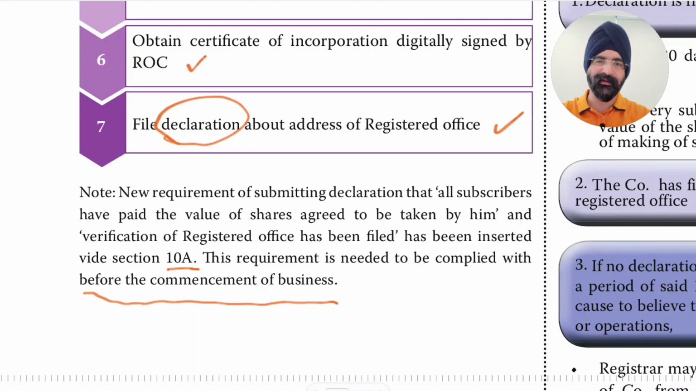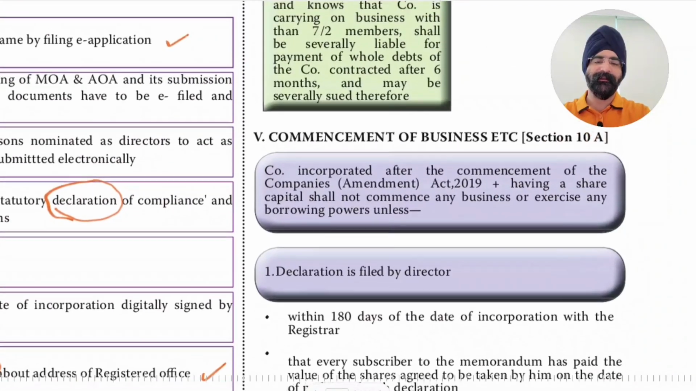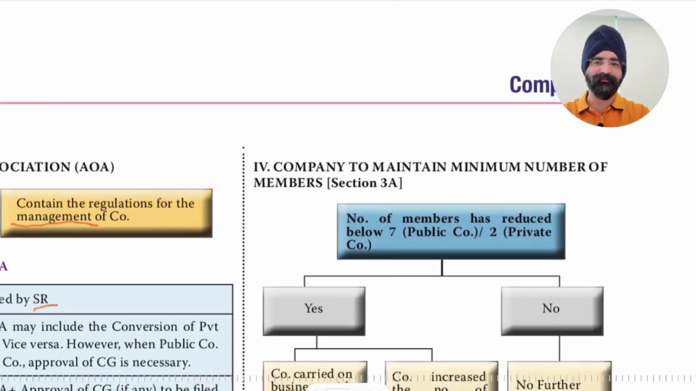So after incorporation, there is a stage before commencement of business. During this period, we have to file a declaration where subscribers confirm that they have taken the shares, meaning money is paid to the company for the shares they have taken, and a verification of registered office has been filed, that the registered office is verified to be the actual physical registered office. So in India, we have a requirement of having a physical registered office. The e-registered office concept is not applicable in India. Then we can commence our business after filing this declaration.